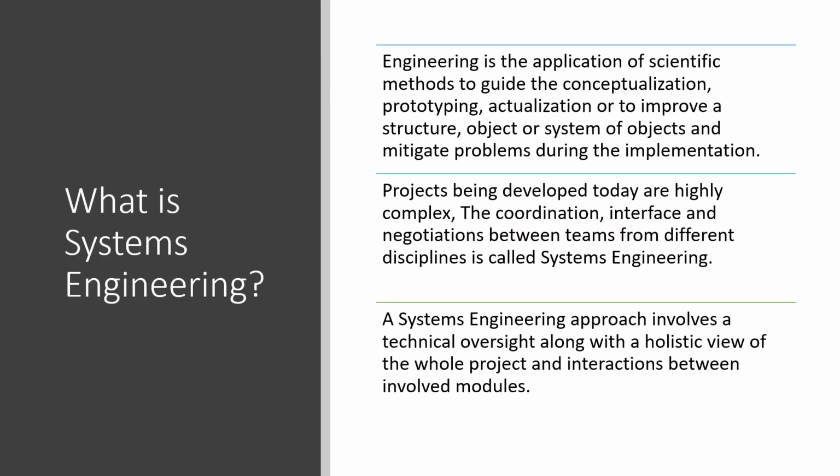Let's begin by discussing what is system engineering and why it is important for the engineering process. System engineering is defined as the application of scientific methods to guide the conceptualization, prototyping, actualization, or to improve a structure, object, or system of objects, and to mitigate the problems that arise during the implementation of the project. While this is the book-bound definition, system engineering can be defined generally as the correlation and interaction of the various interfaces and participants during the development of a project.